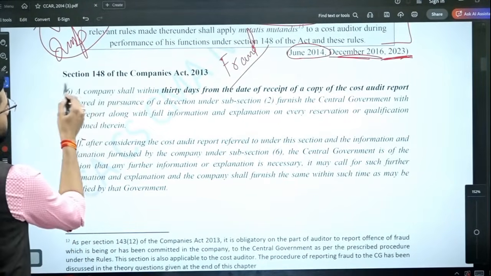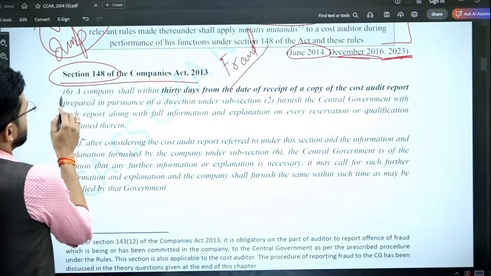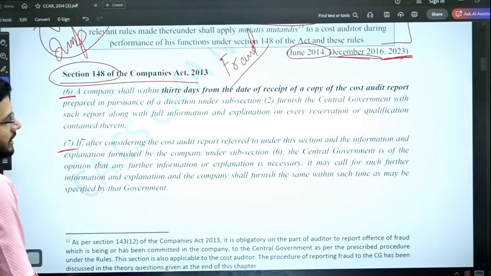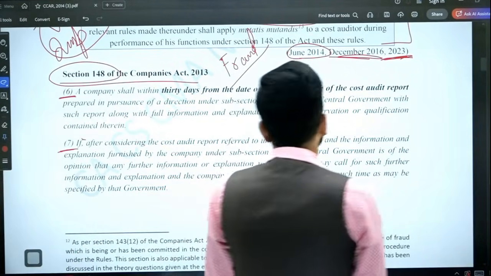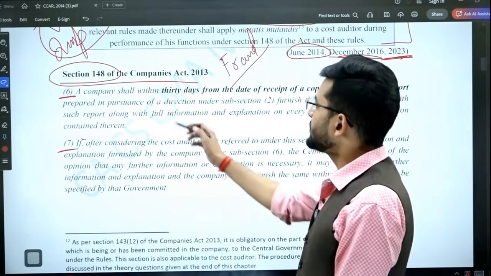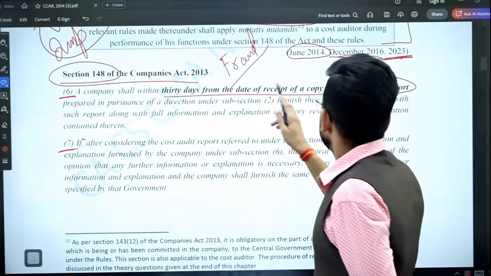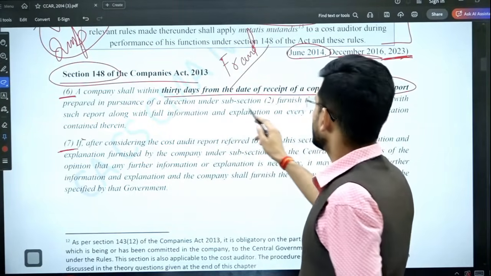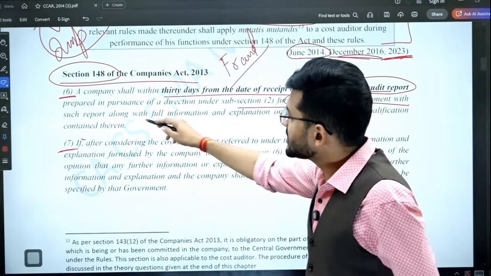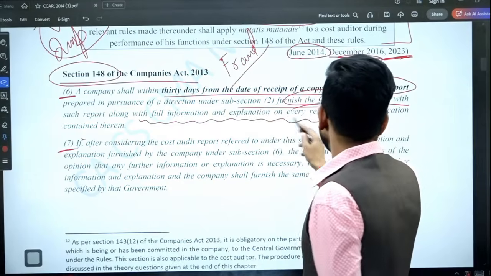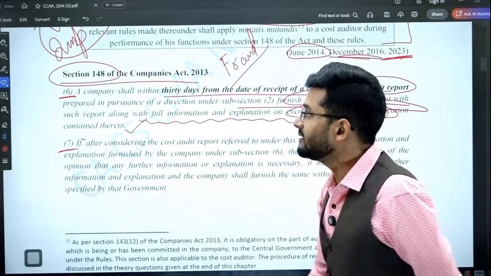Okay, now we come on to section 148, subsection 6 and subsection 7. Again, important sections from an exam standpoint. So subsection 6 says that within 30 days of date of receipt of copy of cost audit report, the management shall furnish to central government such report along with full information and explanation on any reservation or qualification contained therein.